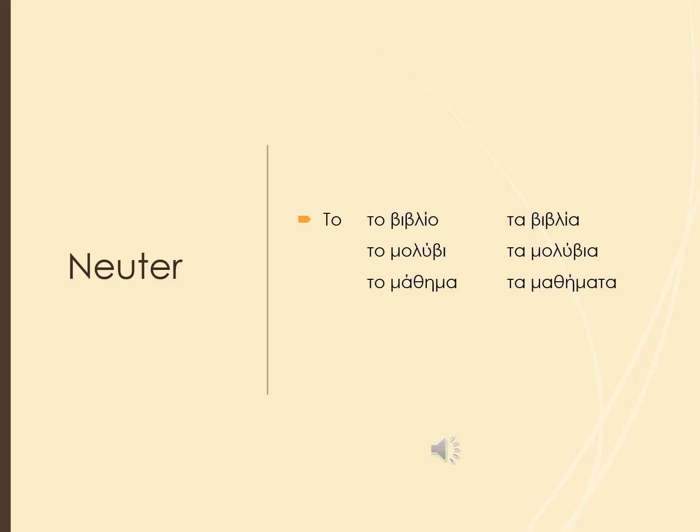Now, neuter nouns are a little bit easier. So we have to vivlio changes to ta vivlia, to molivi to ta molivia, meaning we just put an alpha there instead. So it's a little bit easier to remember. Where it does get tricky though is to mathima, words that end in ma, we add a ta at the end, so ta mathimata.